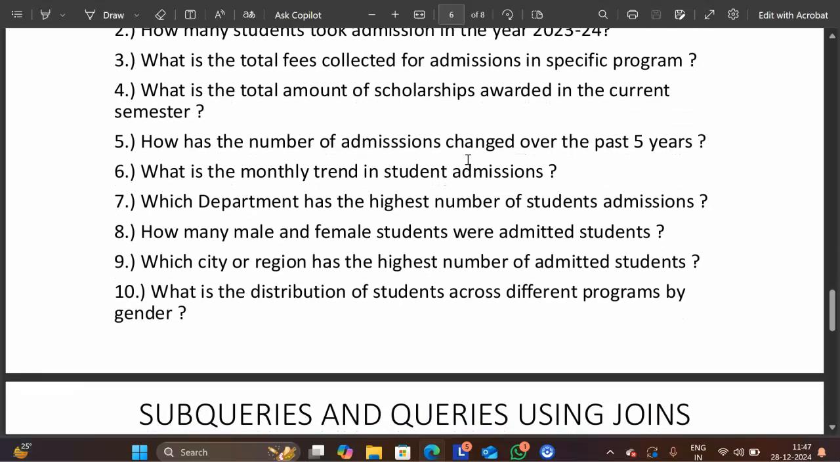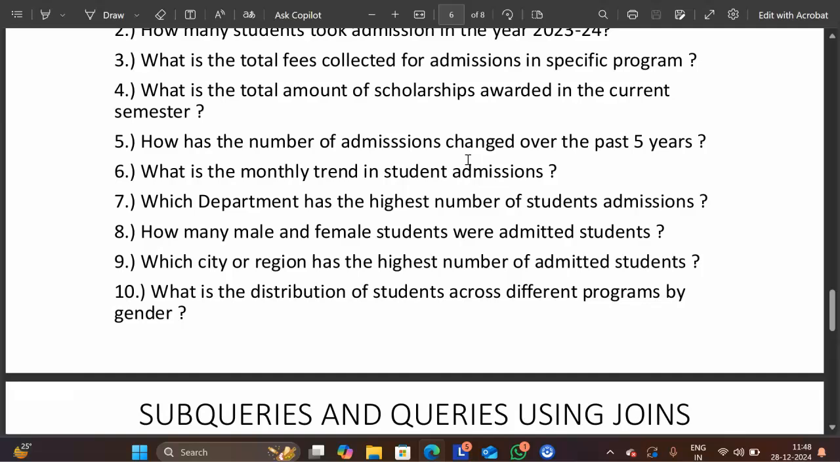Seventh, which department has the highest number of student admissions? Eighth, how many male and female students were admitted? Ninth, which city or region has the highest number of admitted students? Tenth, what is the distribution of students across different programs by gender? Next topic will be carried out by Sanika.